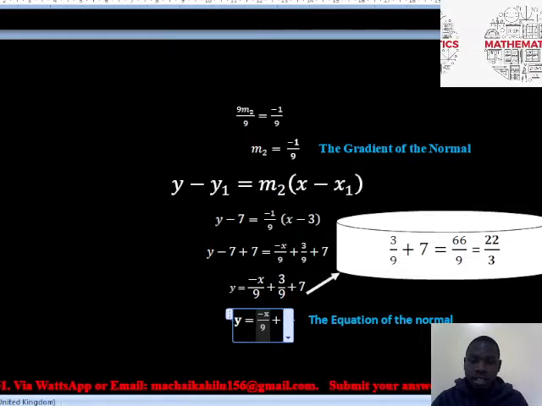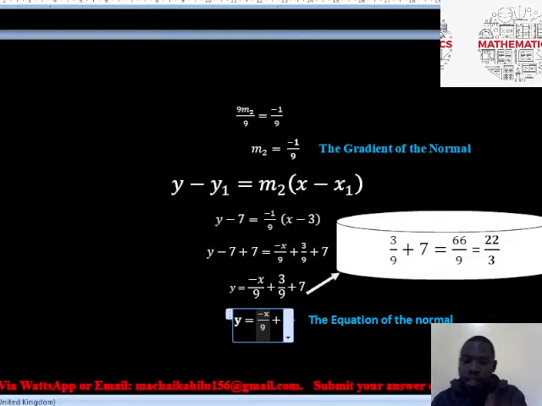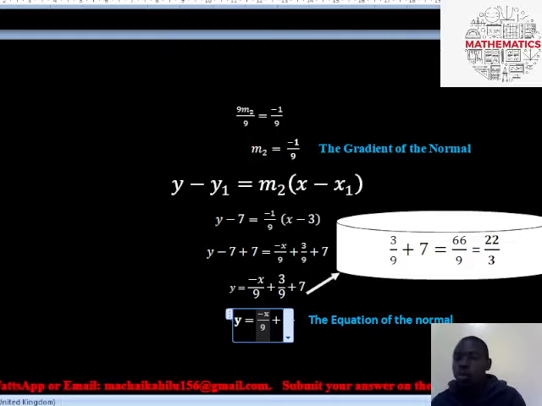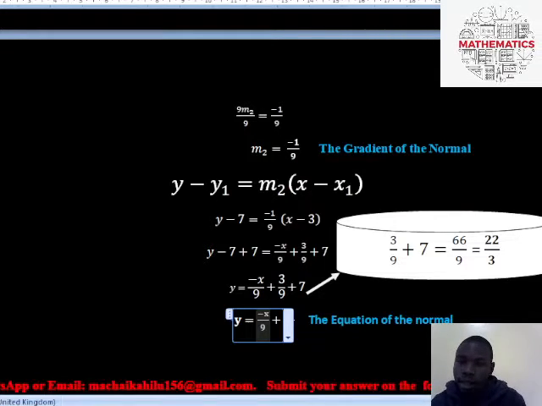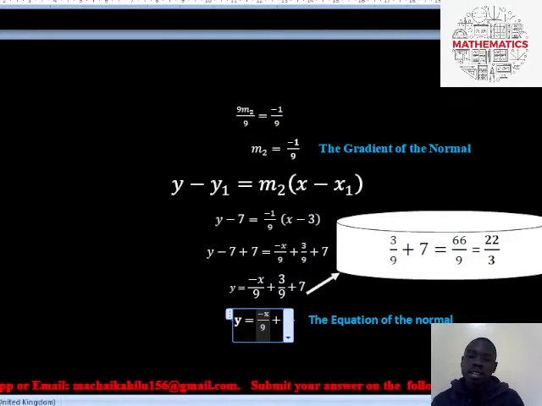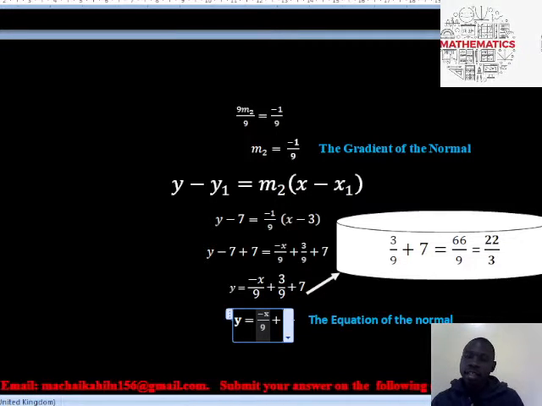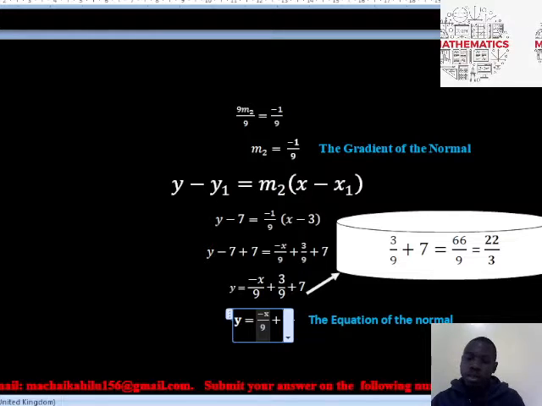That part that I've just highlighted there. Negative x over 9 is the same as negative 1 over 9, which is our gradient of the normal. So that is how you find the gradient, how you find the equation of the normal.